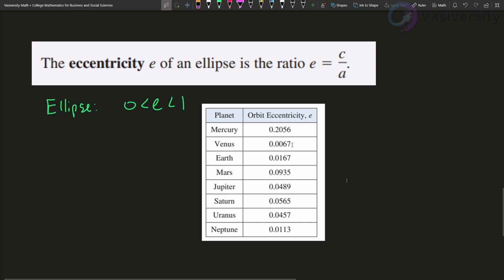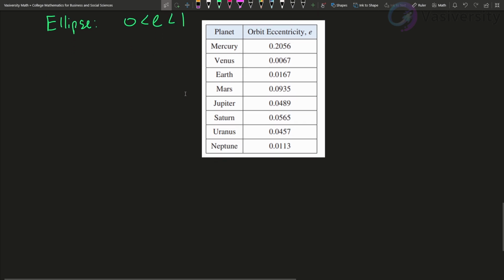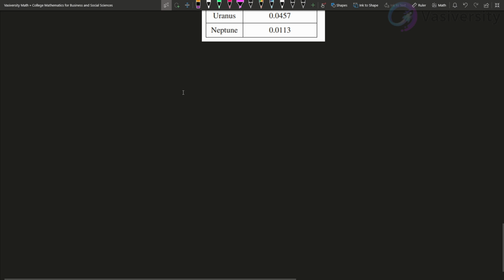So we can see that probably the most circular orbit that we got is Venus. Venus barely has any eccentricity compared to the others. Mercury has the biggest one, for the reason of being very close to the sun, so it's a more stretched ellipse compared to any other planet. Right, perfect. Now let's go ahead and move on to hyperbolas.